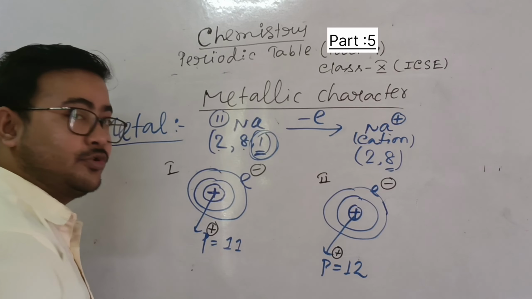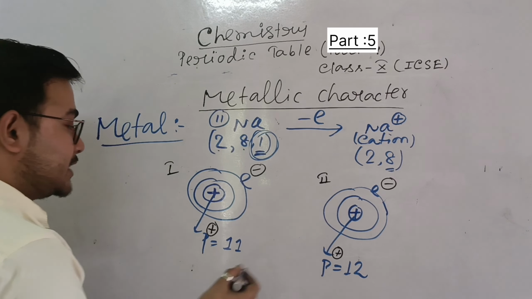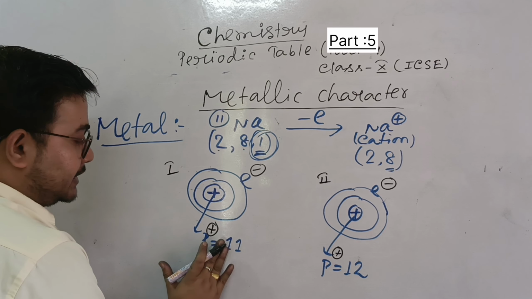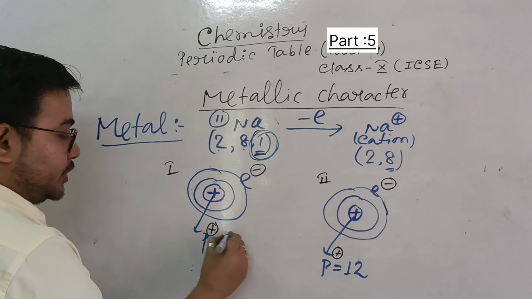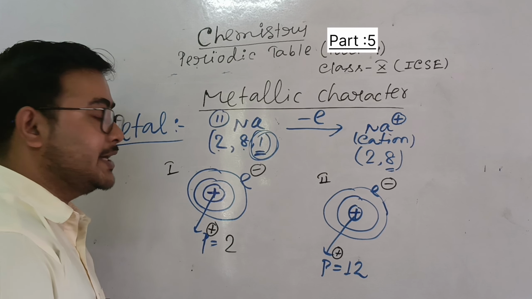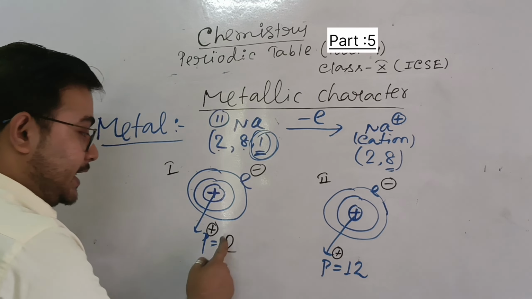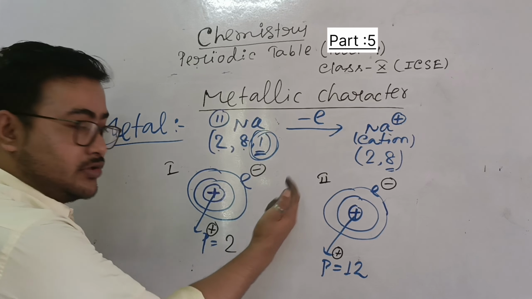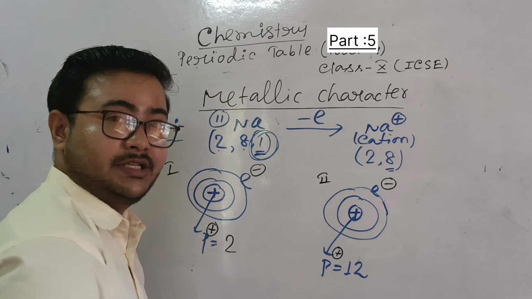But here the number of protons is less. Suppose you consider this, suppose here the number of protons is 2, but here the number of protons is 12. So where will the attraction be more? Obviously here, only 2 positive charges attract the electron. Here the 12 positive charges attract the electron.